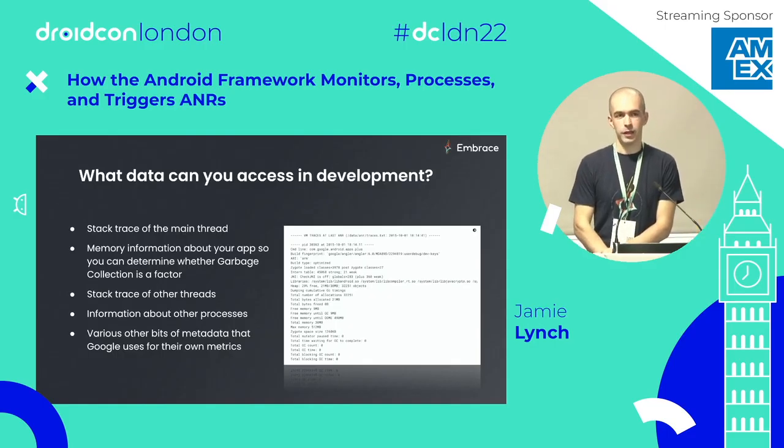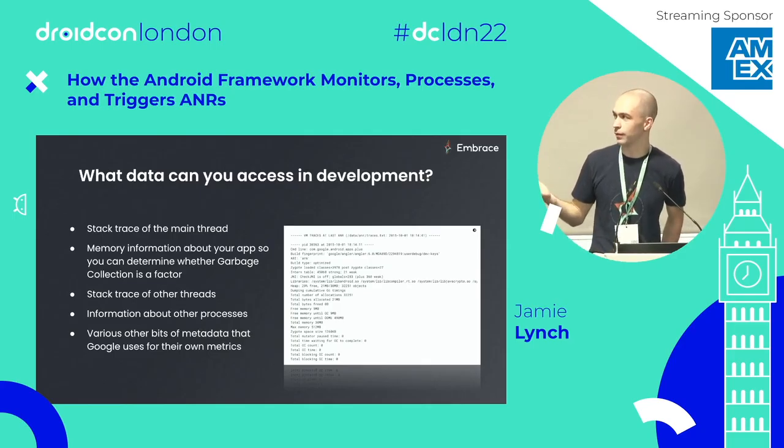So if this happens in a development environment, there's a few things you can access by pulling the trace file off your device. And honestly, this is kind of a best case scenario. The stack trace of a main thread, pretty much everyone will have seen that who's looked into debugging an ANR. There's also a bunch of extra information like memory information, CPU usage, and bits that Google basically use for their own metadata, which can be quite useful.